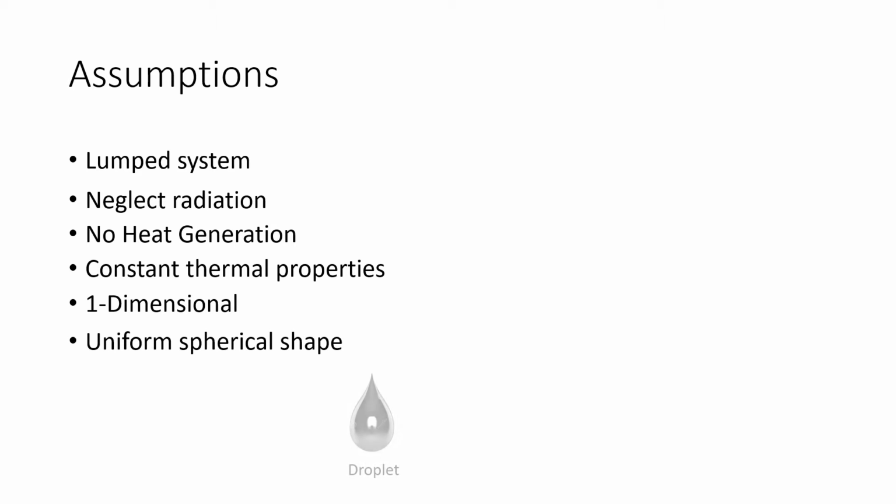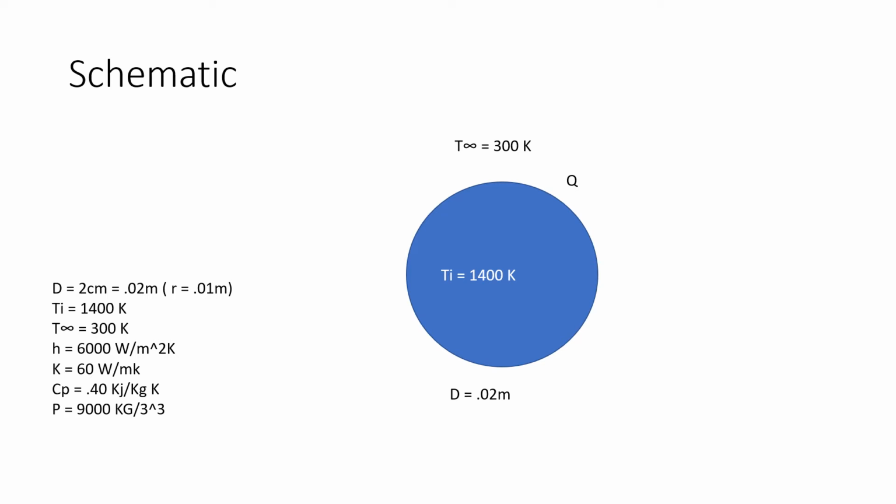We're going to assume a uniform spherical shape. The question said it was a droplet, but we'll just assume it's a sphere. So the schematic for this is just a regular sphere with heat traveling from the center to the surface, and then from the surface to the environment. So the governing equations for this, so for the lumped system situation, normally, like I said, we would check for the Biot number and check if this condition is valid, but we're going to be skipping that.